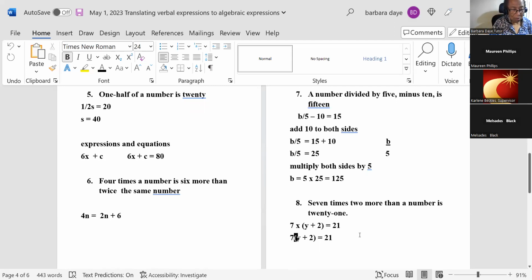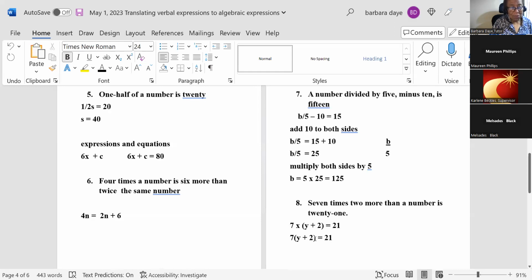No. You could do mental math. What number times 7 gives 21, Mercedes? 3. But you have a 2 in here already. So y would equal 3? No, you've got a 2 already. That's right, Maureen, it'll be a 1. If you put a 1 here, 1 plus 2 is 3, and 7 times 3 is 21.